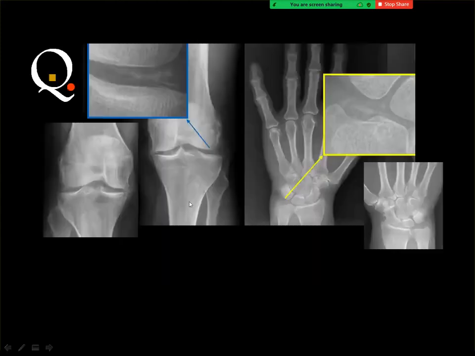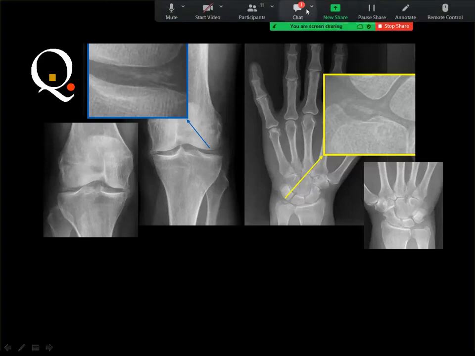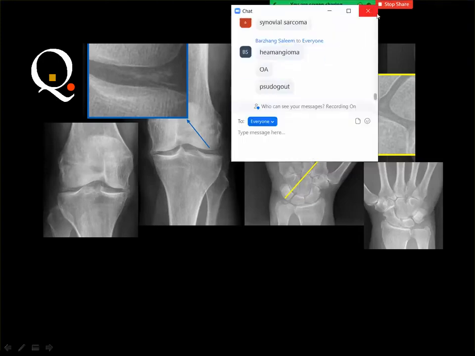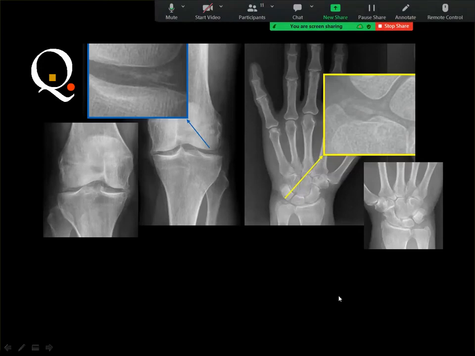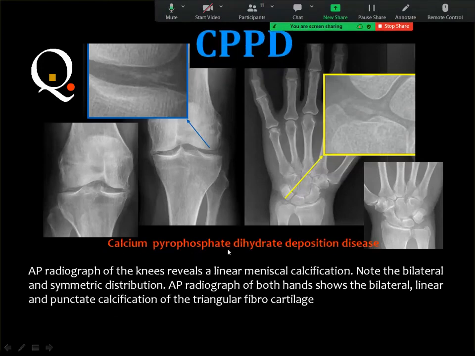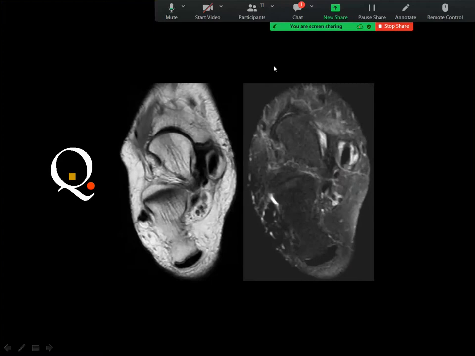And here some of the X-rays of the knee and wrist joint with some magnification at the area where the lesion is present. Pseudo-gout, a good answer. Yes, and this is known as pseudo-gout or calcium pyrophosphate dihydrate deposition disease or CPPD, where you get calcifications in the articular cartilage and calcification in the menisci as well as the triangular fibrocartilage. This is an ankle MRI T1 and T2 fat set.